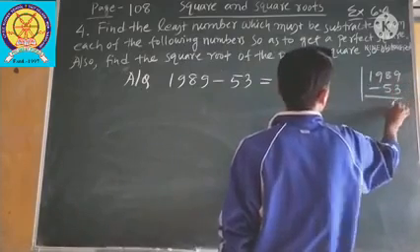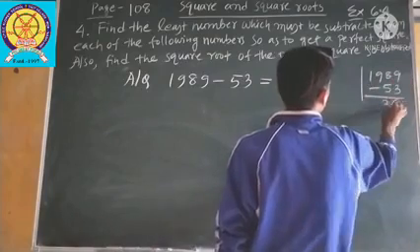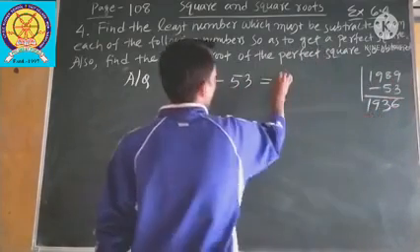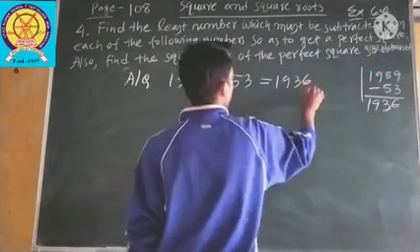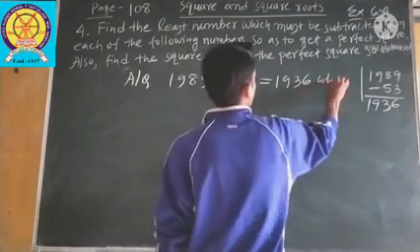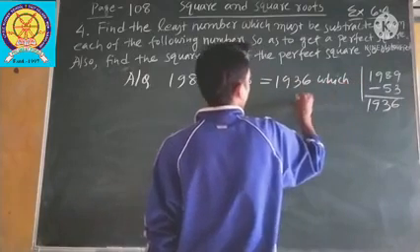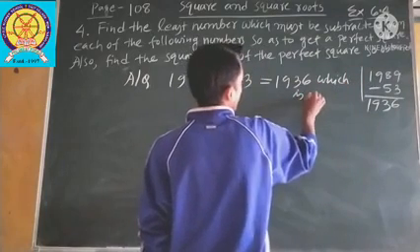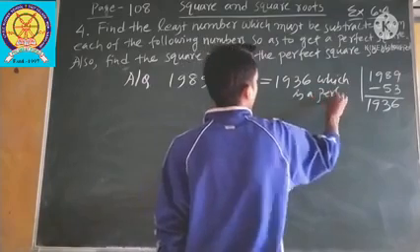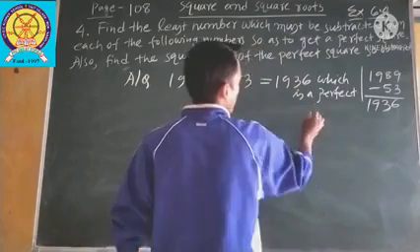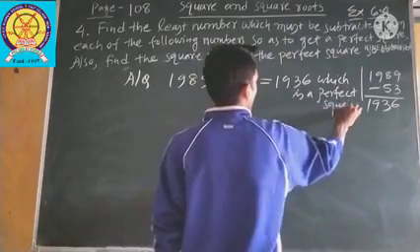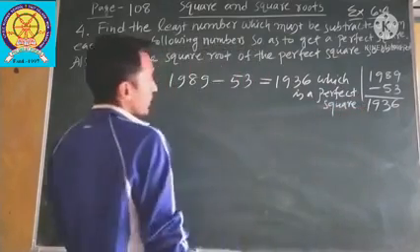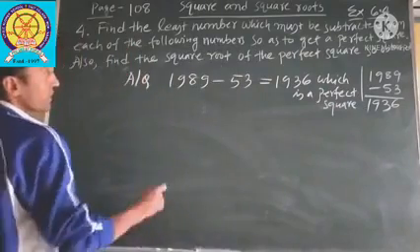9 minus 3 is 6. 8 minus 5 is 3. 9 minus 0... 1. 1936, which is a perfect square. 1936 is a perfect square.